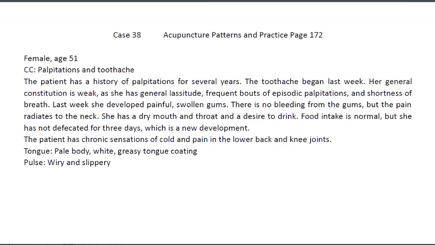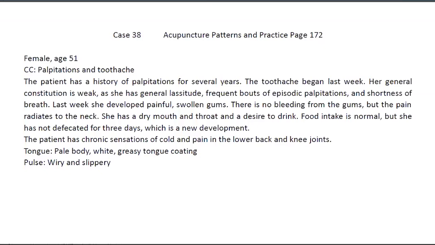Okay, so this case is the one with palpitation and toothache. Yeah, we can make a diagnosis for this one. Basically we try to use one diagnosis to cover all the symptoms. But truly, these patients have two chief problems. One is palpitation, one is toothache, and they are not directly related to each other. So we can make a diagnosis for these patients: palpitation and toothache.